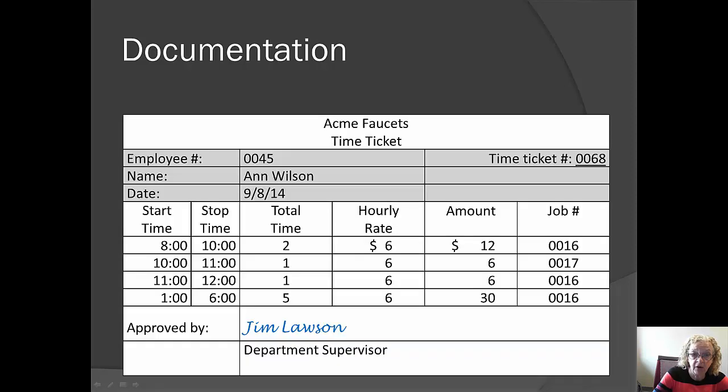Here is an example of a time ticket. This ticket needs to trace back to a particular job, and it shows how much time this particular employee spent working on this job and computes how much money of this employee's time was assigned to the job. Again, we need approval to make sure that the information on the time ticket is correct.